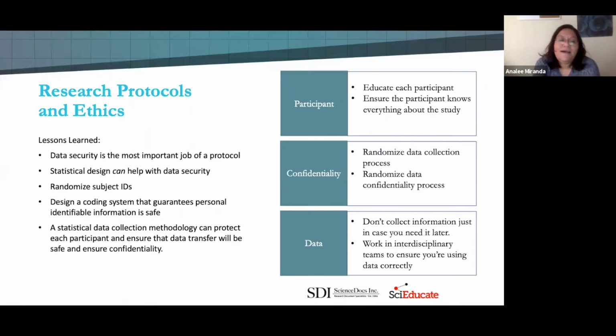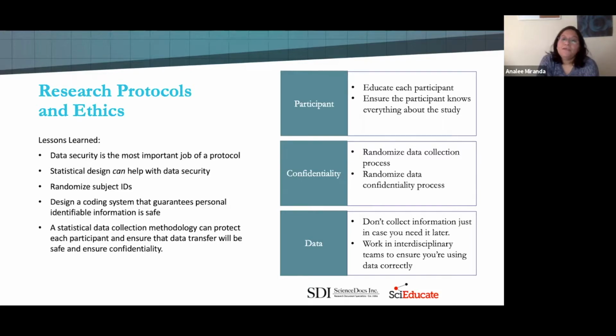Again, data security is a very important job of a protocol, and statistical design can help with that. You can randomize subject IDs. You can design a coding system that guarantees personally identifiable information is safe. And even the collection methodology can protect every participant and ensure the data transfer is going to be safe and confidential. So always remember that, even if you're not a statistician, if you are going to be engaging in an IRB protocol, somebody with statistics experience can help you randomize and protect your data.